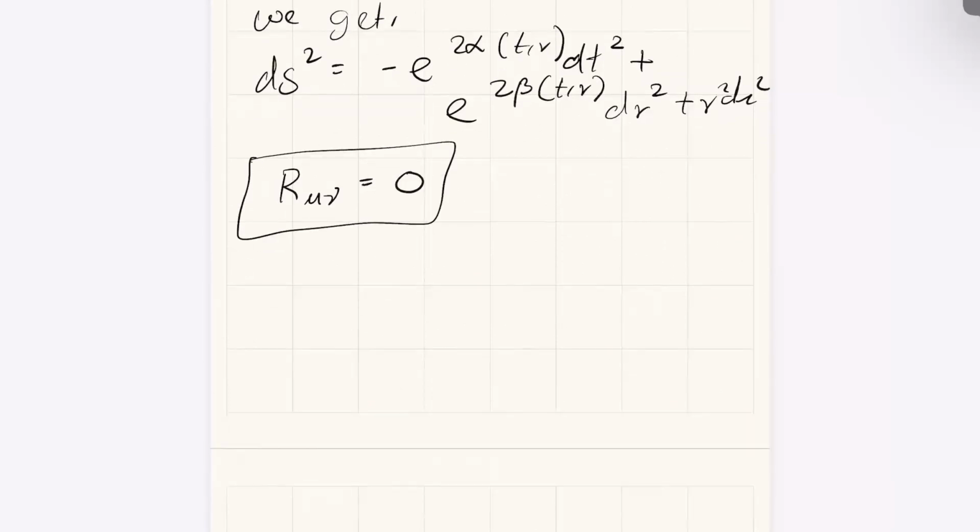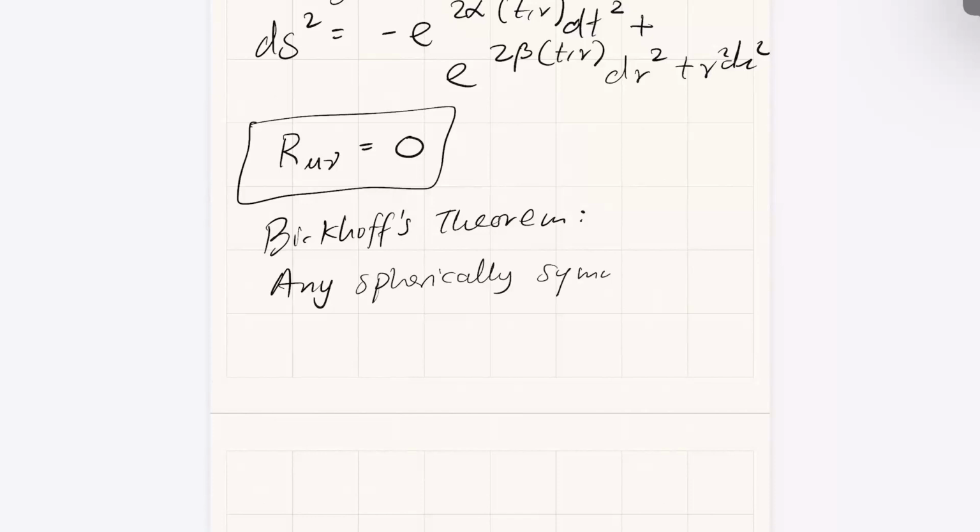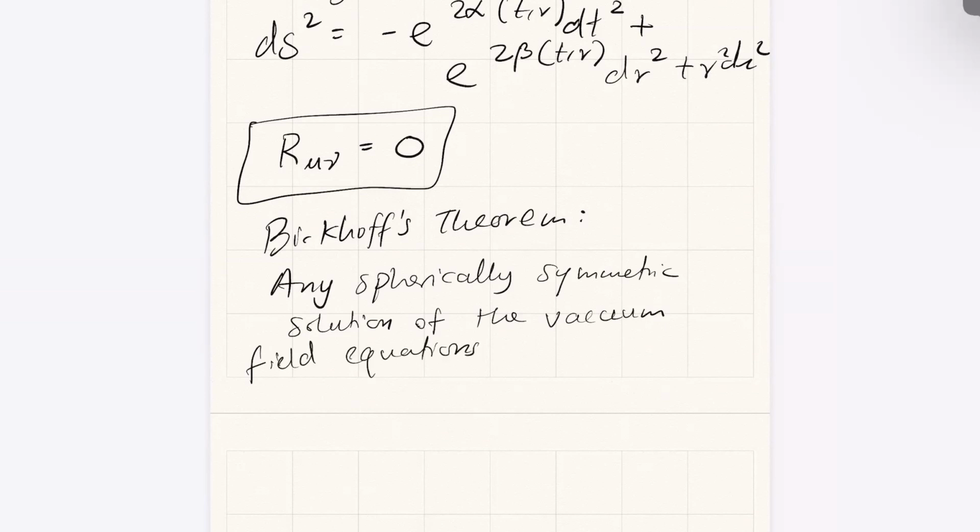Okay. So if they are time independent, this important result actually goes by the name of Birkhoff's theorem. Okay. What Birkhoff's theorem essentially states is that any spherically symmetric solution of the vacuum Einstein's equation, or let me just call them field equations, of the vacuum field equations, must be static. So static means independent of time.